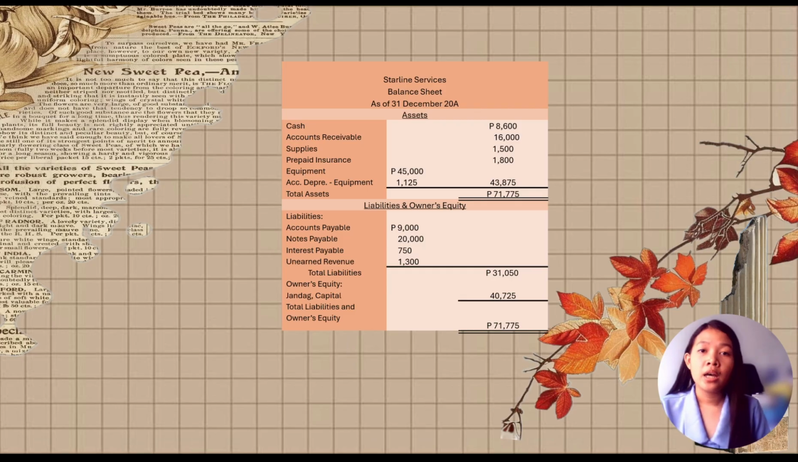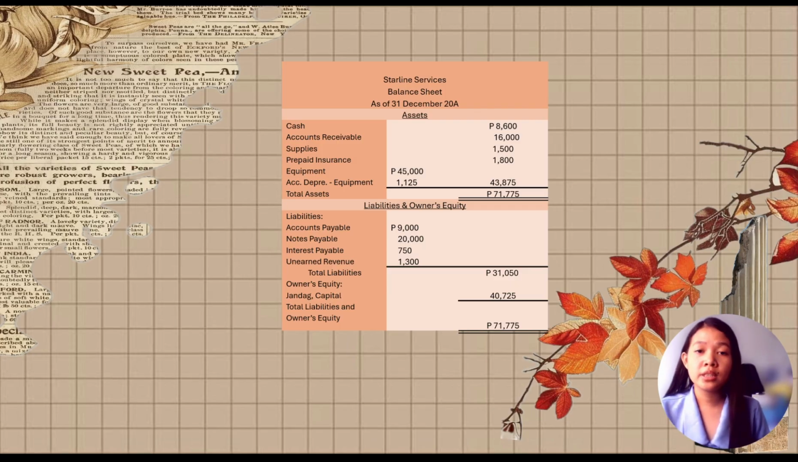So we have the interpretation of the financial statements. The financial statements of Starline Services show profitable and financially healthy performance for the month ended December 31, 2028. The company earned 22,725 net profit from 58,800 in revenues, demonstrating effective cost control and efficient operation.